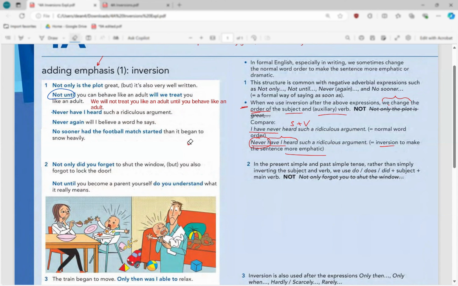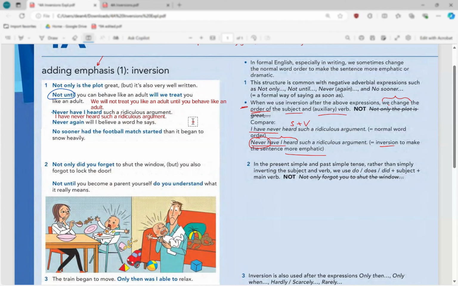Never have I had such a ridiculous argument. The normal one would be, I have never had such a ridiculous argument. The rest of it is the same. I mean, the beginning, look, "I have never had." "Never have I had." So both correct? Yes, both correct. But what is the difference?